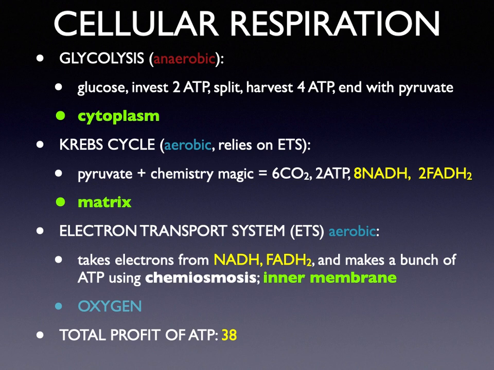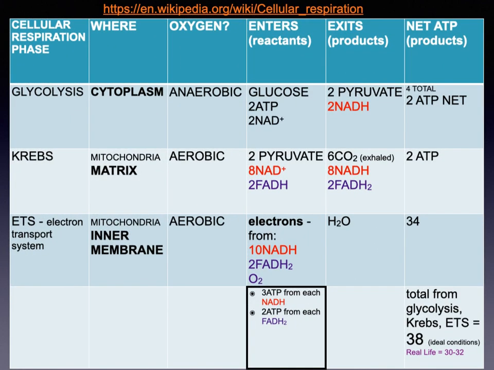You're going to take those electrons and set up a gradient. And then you're going to produce ATP doing the process called chemiosmosis, which is the battery charging, and that occurs in the mitochondrial inner membrane. Total profit, 38. Here's a chart.